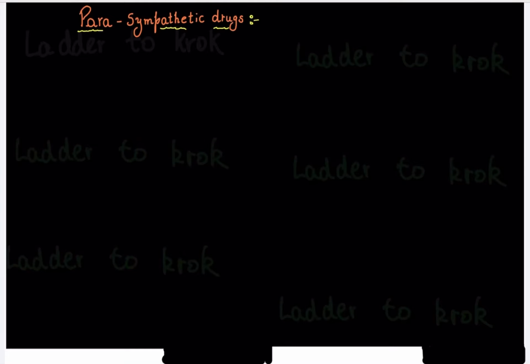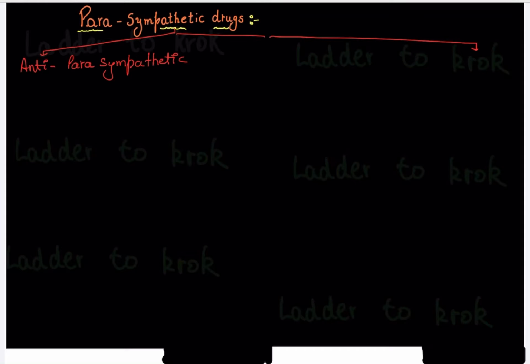Hello guys, now we are going to discuss parasympathetic drugs. These parasympathetic drugs are divided into two. The first one is anti-parasympathetic. Anti-parasympathetic means they are against the parasympathetic system. That means they will decrease the function of the parasympathetic system.